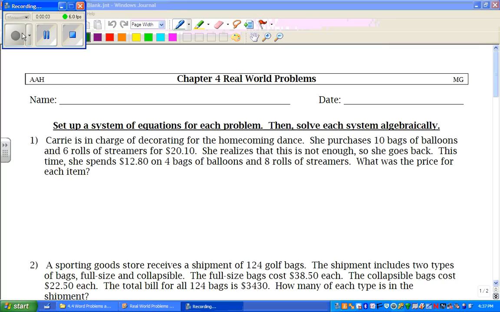Alright guys, we're going to go over how to do a couple of word problems just to help you out. Sorry I wasn't there in class today, so let's read a few, try a couple, and see how they go. Okay? Let's start with number 1.